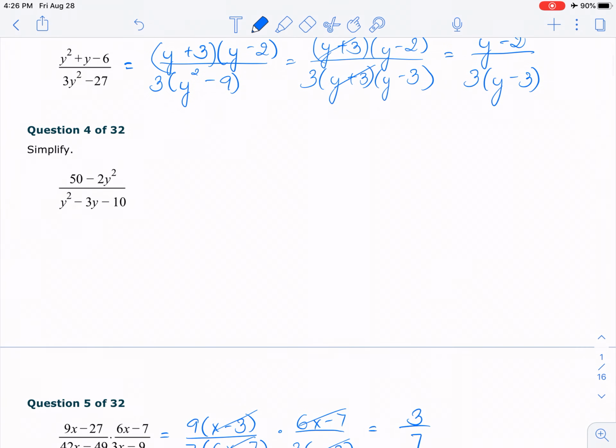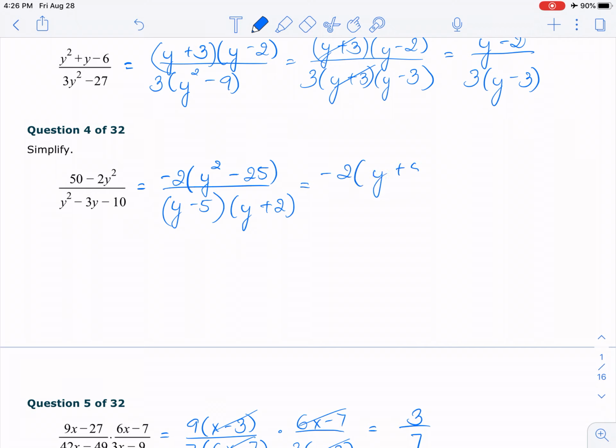All right, so for number 4, I'm going to multiply. I'm going to take out negative 2. So I end up with y squared minus 25. And then on the bottom, we have y minus 5, y plus 2. Now you see that on top, I still have to factor y plus 5 and y minus 5.